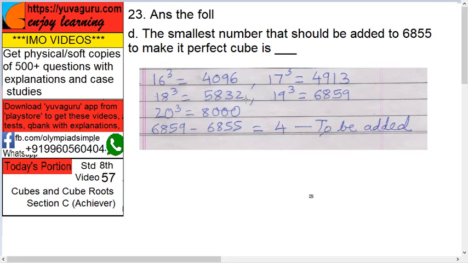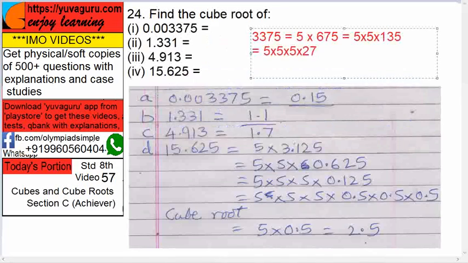18 cube is 5832, 19 cube is 6859, and 20 cube is 8000. So which is near 6855? This one, 19. So we need to add a what? 6859 minus 6855, that is 4. If you add 4 to 6855, you will get 6859, which is the perfect cube. So we need to add 4. That is the required answer.